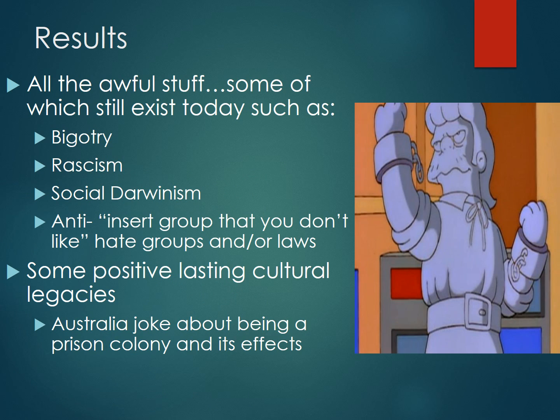So as a result, as you can probably imagine, because we're using this kind of labor in negative ways, because it's not free will, right? This is all the awful stuff that is resulting that sometimes still exists today. In fact, all these things still exist today: bigotry, racism, social Darwinism, which is a term that you have to know, and other hate groups, or hate laws.